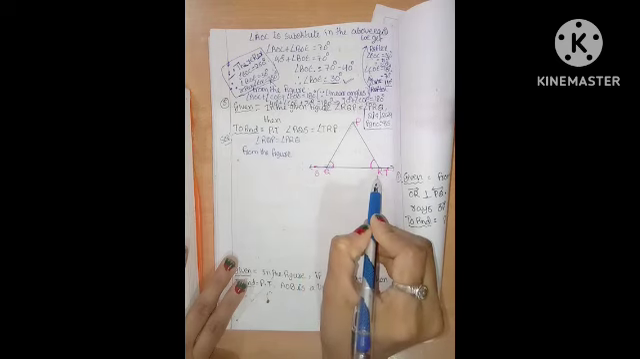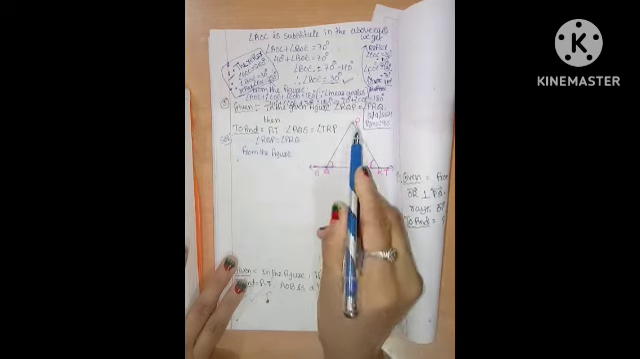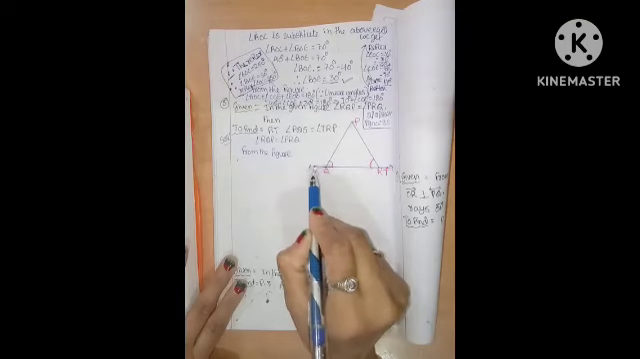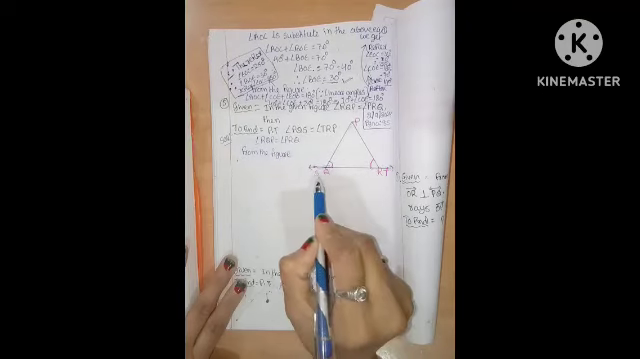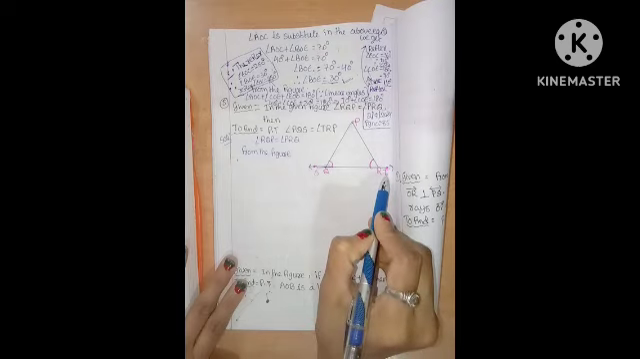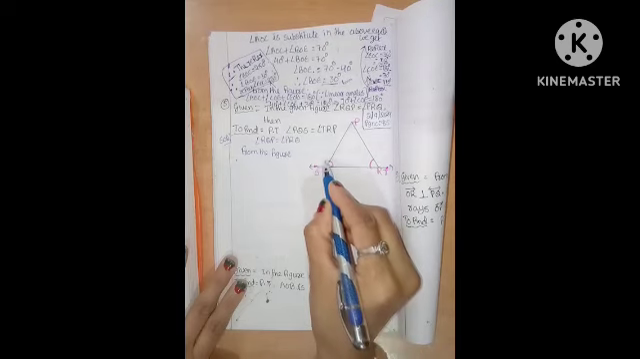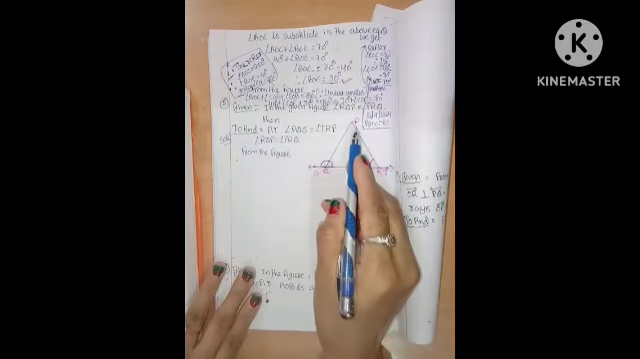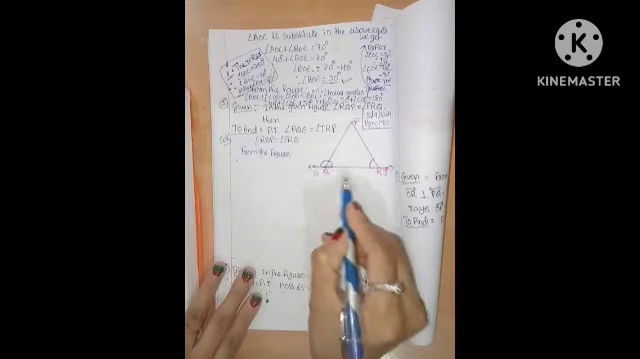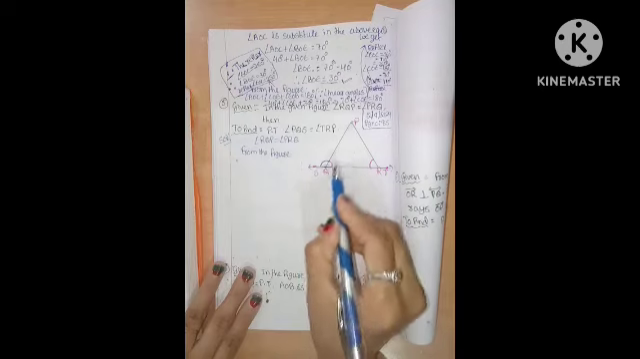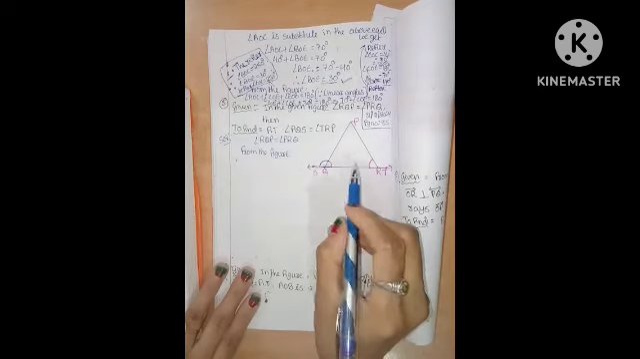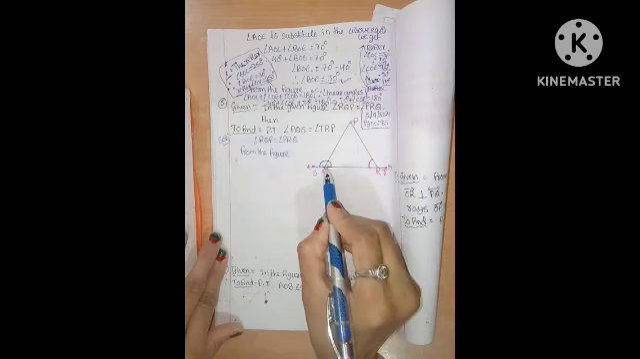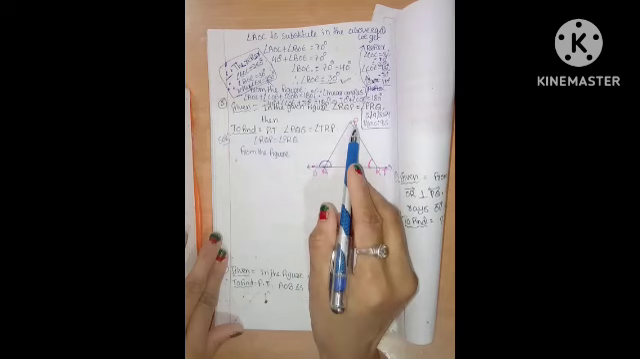angle PQR plus angle PQS. These two are linear pairs, because ST is a straight line. So these two are linear pairs. The sum of these two angles of the linear pair is equal to 180 degrees.